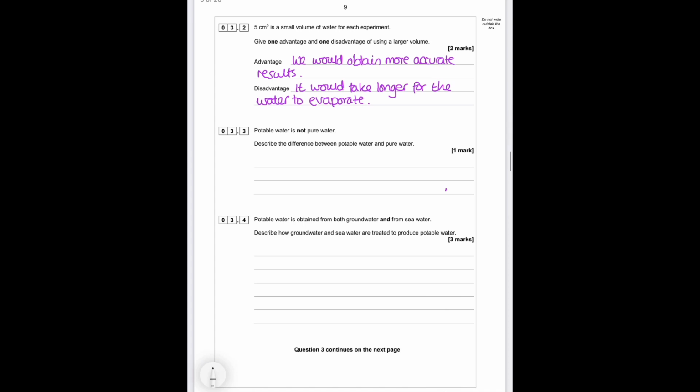For the next part of the question, it says potable water is not pure water. Describe the difference between potable water and pure water. So pure water has absolutely no solids dissolved in it whatsoever, whereas potable water does have solids dissolved in it.